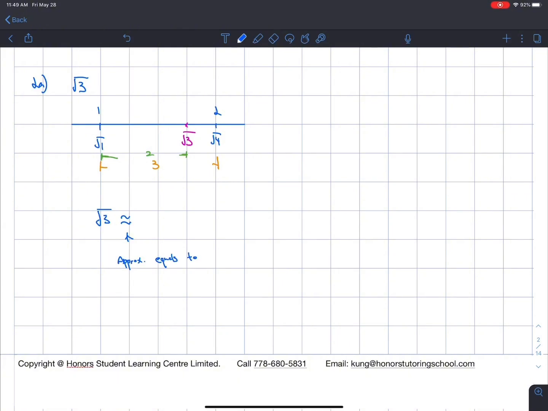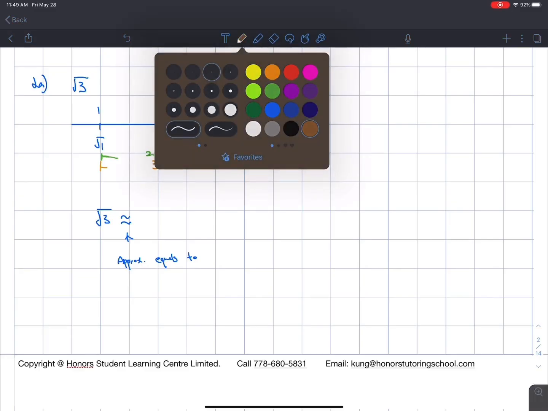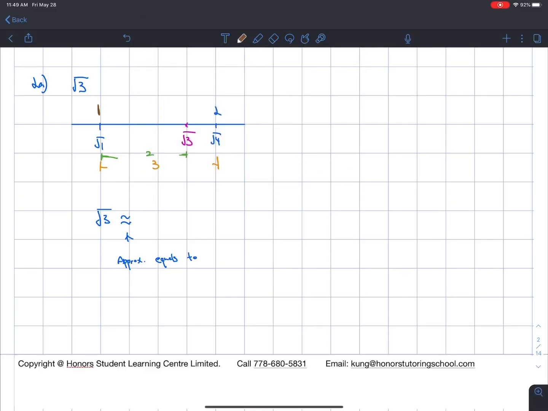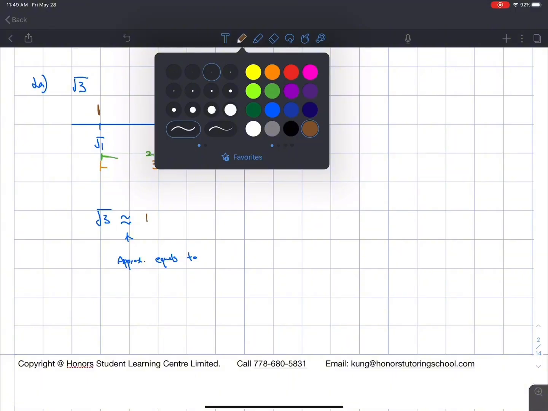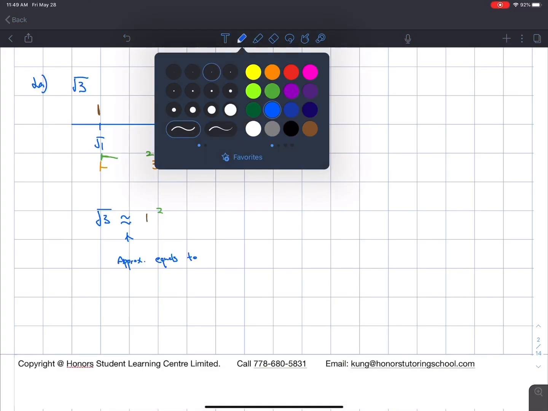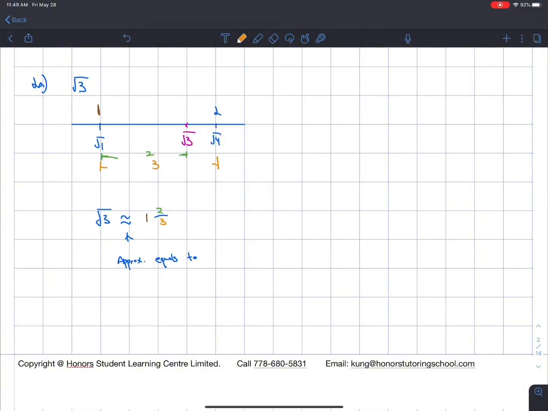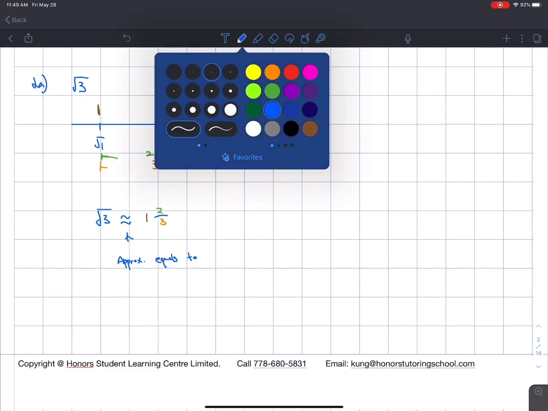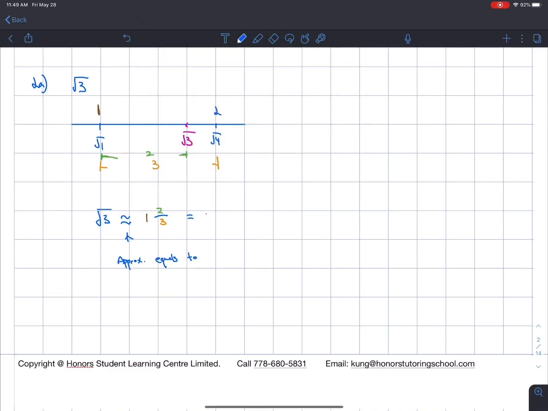So it equals 1 because it's in between 1 and 2. So 1, and then the fractional part is going to be 2 over 3, because from the square root of 1 to the square root of 3, the distance in between them is 2, out of the 3 from the square root of 1 to the square root of 4. So this equals 1.7.